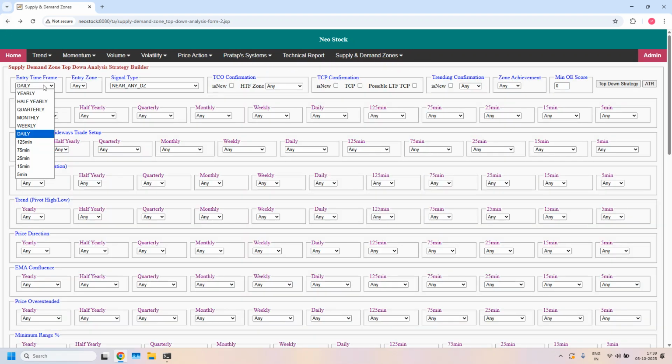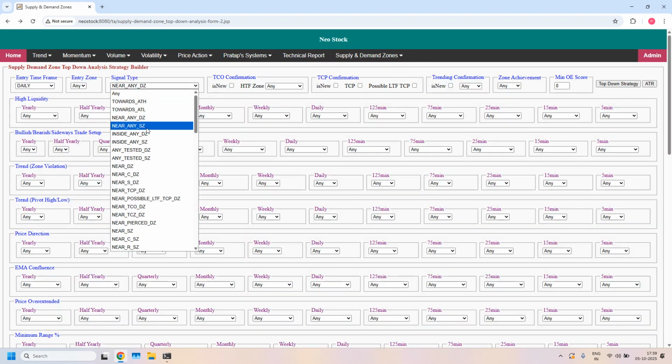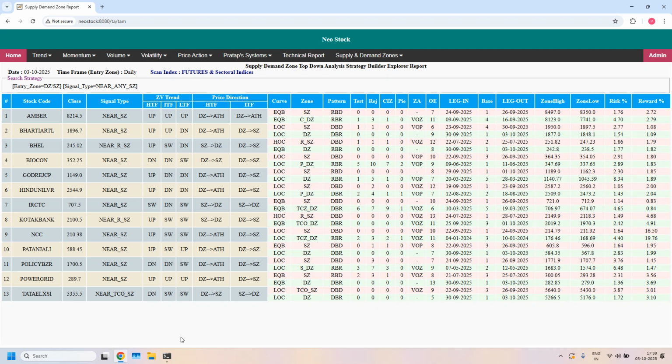Okay, next for the daily time frame, stocks near the daily supply zone. We got 13 stocks. Let us identify high liquidity daily supply zones from this list. BHL is having a daily high liquidity supply zone. Kotak Bank is having a daily high liquidity supply zone. That's it. We identified two daily high liquidity supply zones from this list.